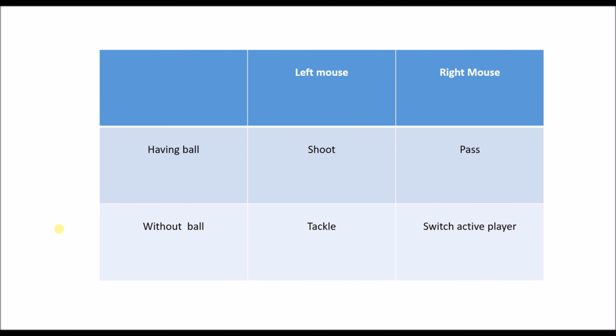I want this game to be as easy playable as possible, so I'm only using 2 buttons. We use the left and the right mouse button. So when you have a ball, you can use the left mouse button to shoot and the right mouse button to pass it to another player. But if you don't have the ball, you can use the right mouse button to switch the active player, but we still have this possibility to use the left mouse button, and we can use that to perform a tackle to obtain the ball from the enemy.